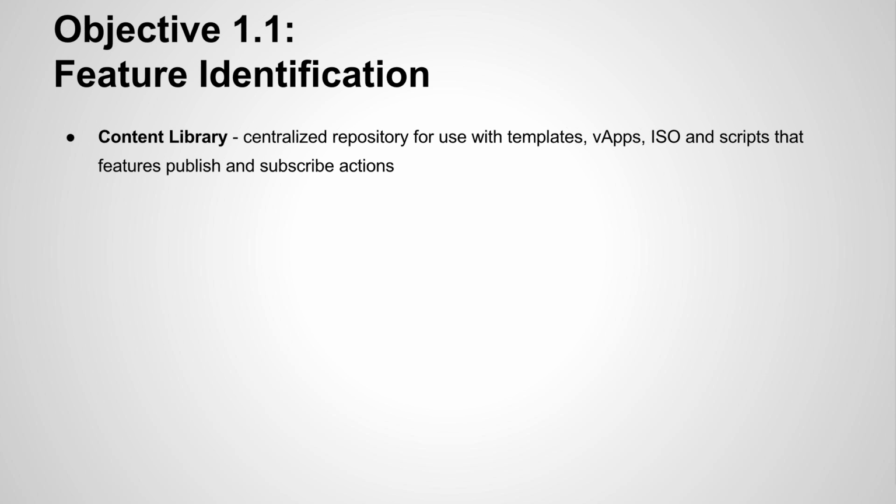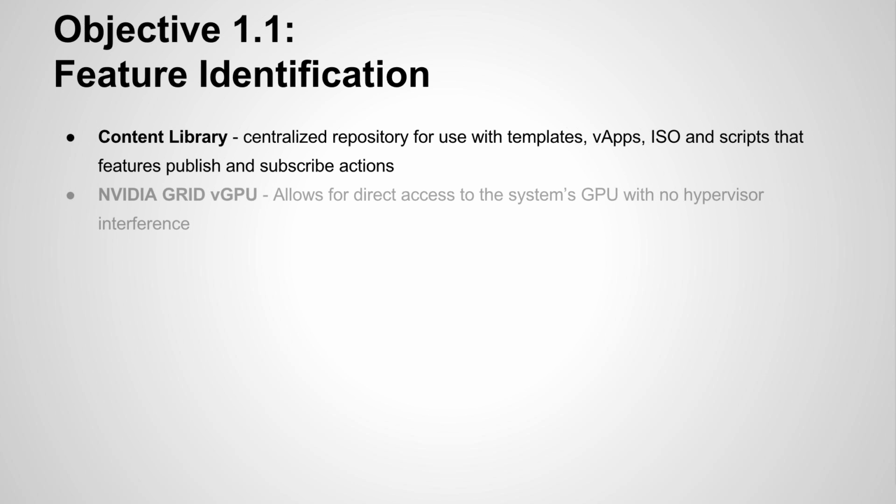All right, so if there's no further questions, we'll keep digging in. So going further into some of the new features, going to start off with the content library. Again, that's a centralized repo for things such as your templates, even vApps, ISO images, scripts. The important part is that the libraries can actually be subscribed to, and then items within those libraries have the ability to be published and synced even between multiple vCenters.